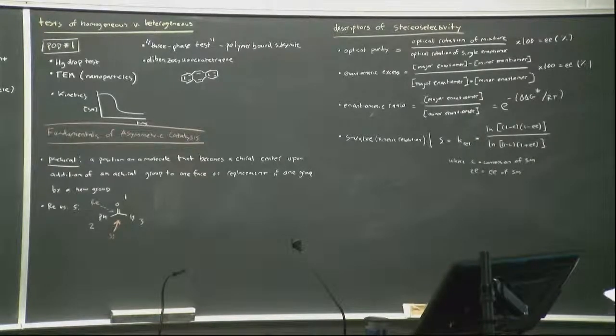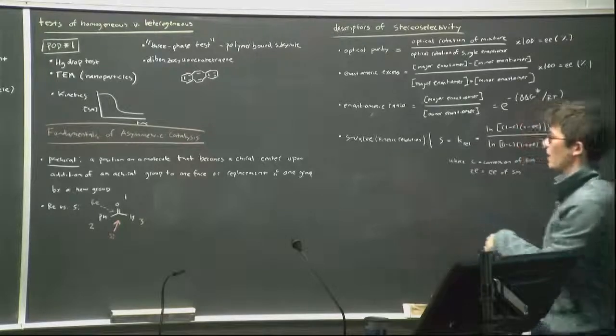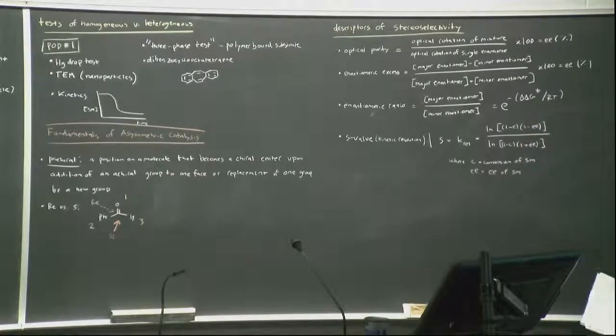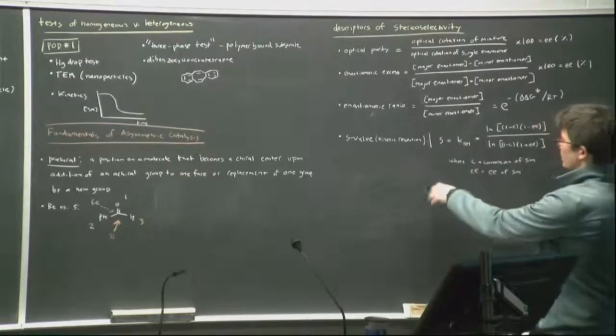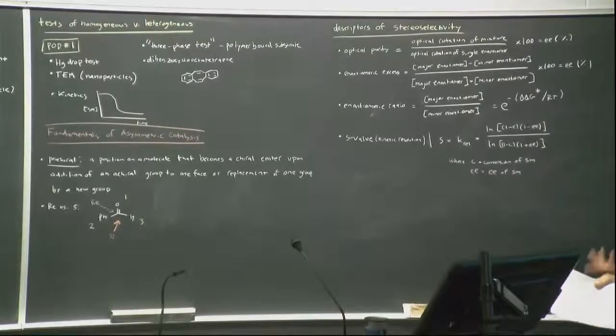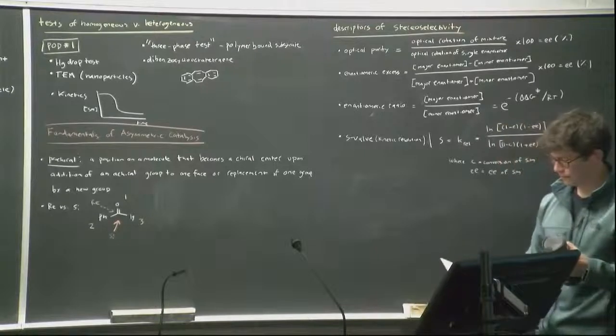Transition states, sorry. And then another metric that you'll see is this S value, which is the selectivity factor for kinetic resolutions. And so kinetic resolution basically takes a chiral racemic mixture and selectively reacts off one of the two enantiomers, and then you get an enantiomer-enriched product and an enantiomer-enriched starting material. And this formula here allows you to calculate the S value, the S factor, which is what you report for those types of reactions.